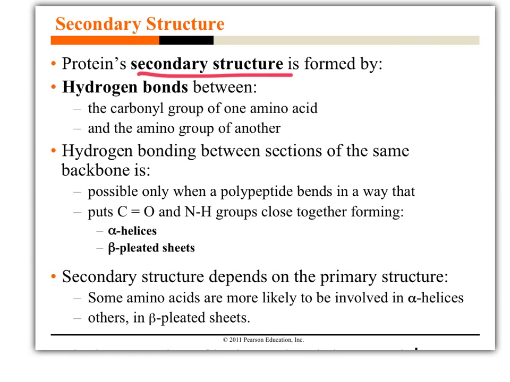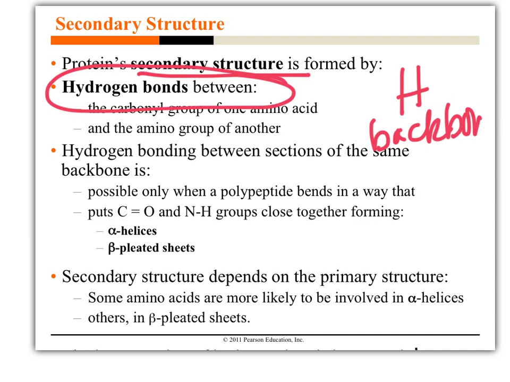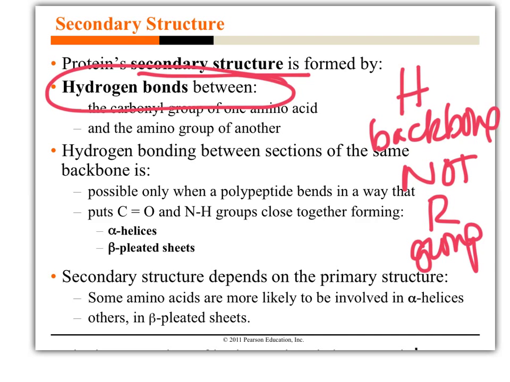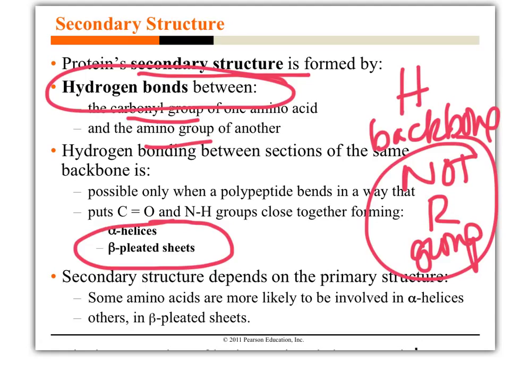Secondary structure is caused by hydrogen bonding, just H bonds of the backbone, not the R group. That's all you have to memorize. It has nothing to do with the R group. It's the carboxyl group and amino group. Hydrogen bonding forms alpha helices and beta pleated sheets.